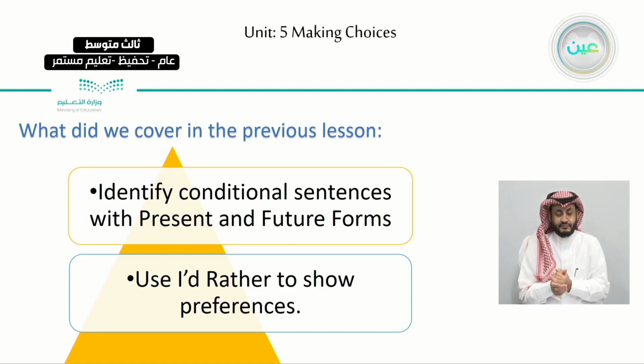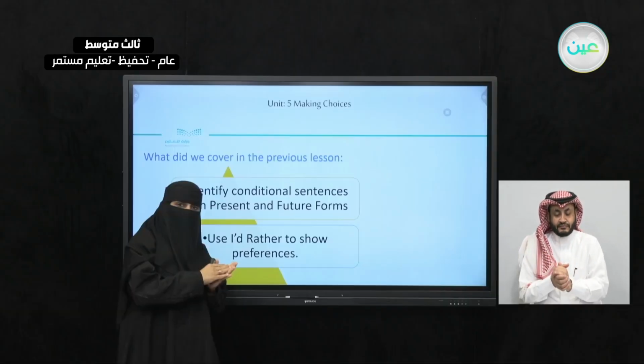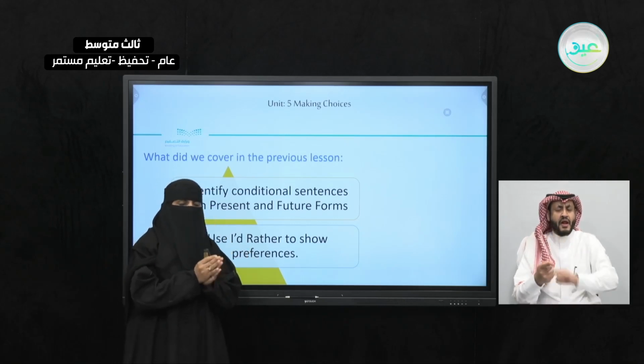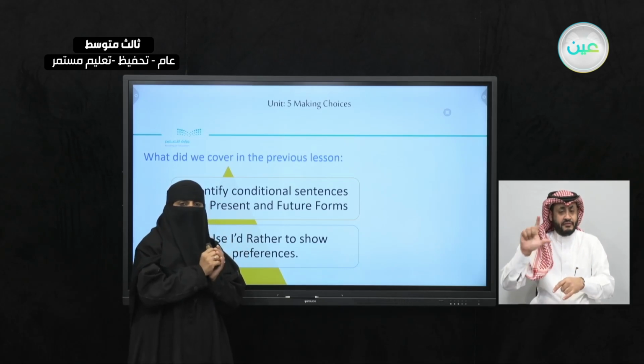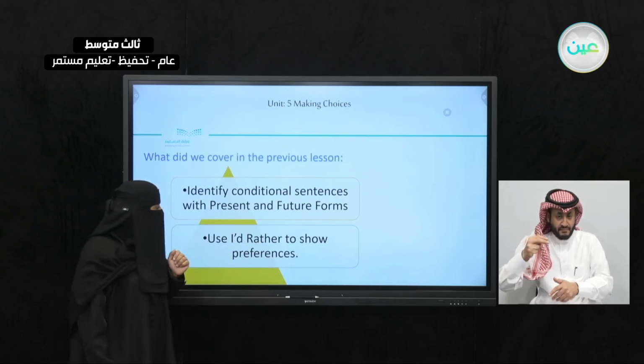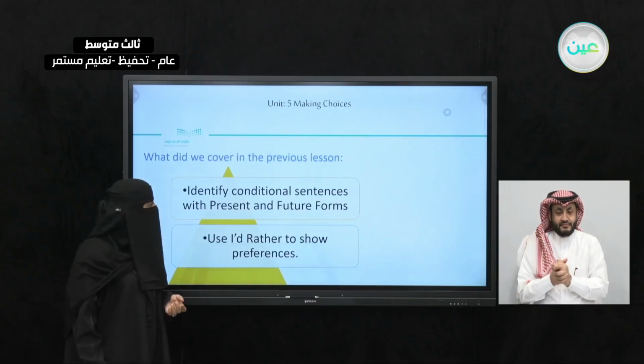In the present form, we add s with he, she, it, and we don't add anything with the other pronouns. We don't add anything to the verb. With the future form, we have two situations. When we are 100% sure, we use will or going to. When we are not really sure, we use may or might, okay? Also, we learned how to form sentences using I'd rather to show preferences. What do we prefer, okay?